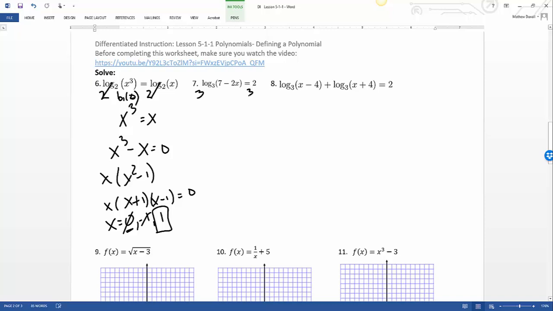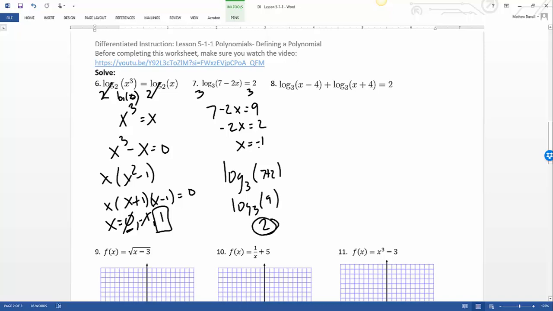Base 3, so 7 minus 2x equals 9. Negative 7. So now plugging it back in. If I plug back in negative 1, I get 7 minus 2 times negative 1. It's 7 plus 2. So that's 9. Log base 3 of 9 is 2. 2 equals 2. So then I can confirm that's my answer.